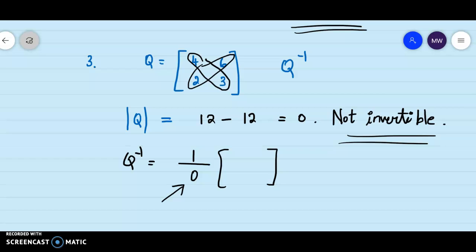So that's it about the inverses of 2 by 2 matrices. How to find the inverse of a 3 by 3 matrix is for another video. It's a little bit longer than the inverse of a 2 by 2 video.